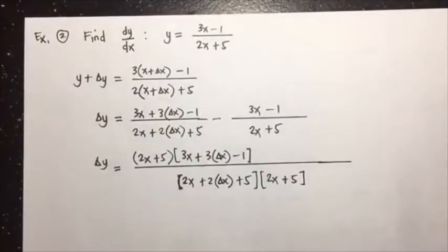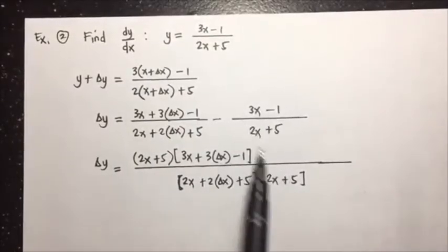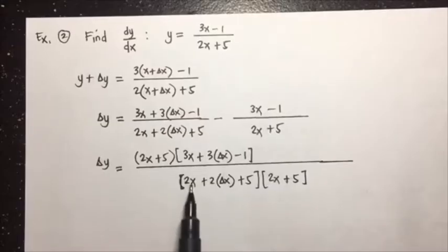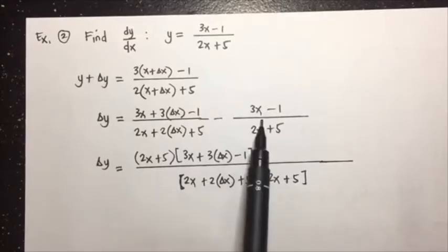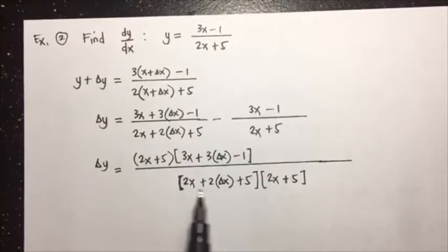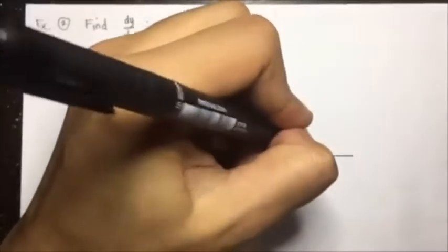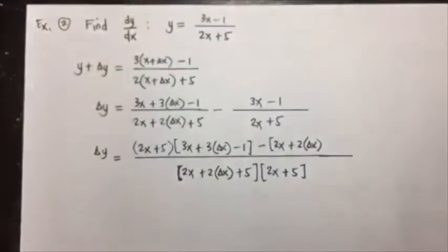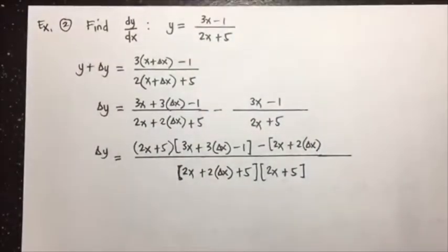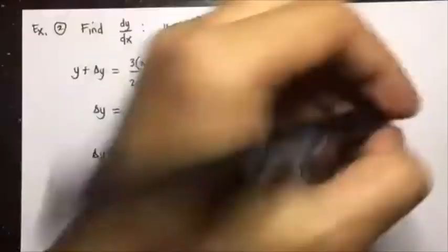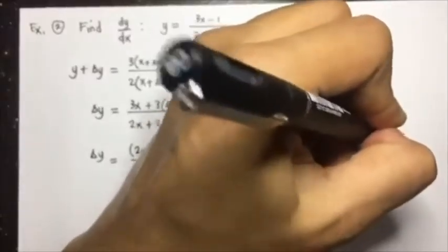Okay, so next for the other term, the LCD divided by the denominator of this term. If we divide this by this, what will remain is this, right? So minus this, which is (2x plus 2 delta x plus 5), and then multiplied by the numerator, we have (3x minus 1).